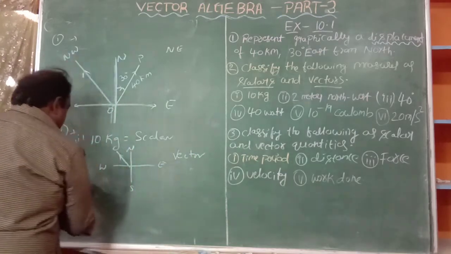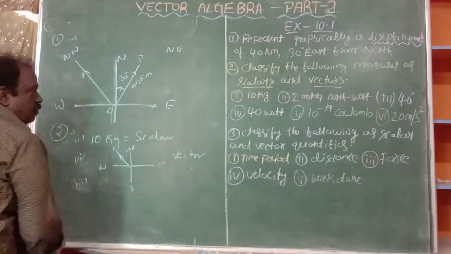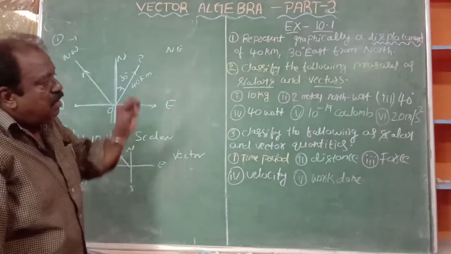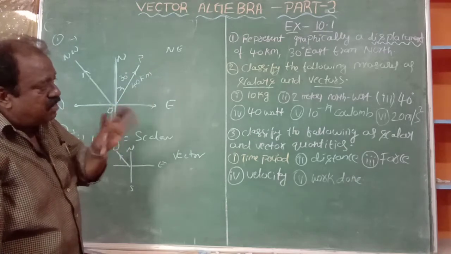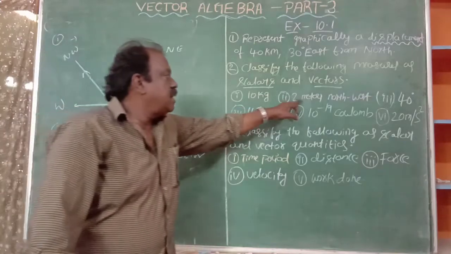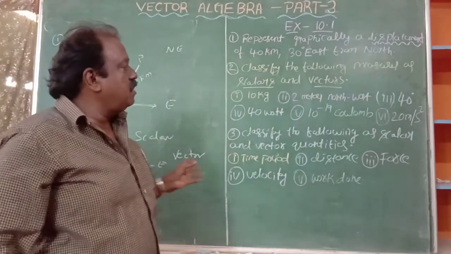Okay, now next. Don't be confused. 2 meters length is there, and northwest means it's a direction. So direction and length in meters, the magnitude, are there. So it is a vector.